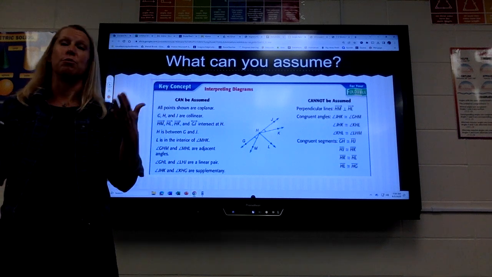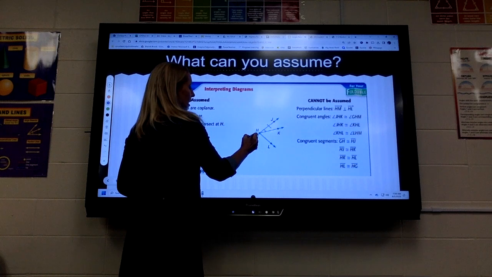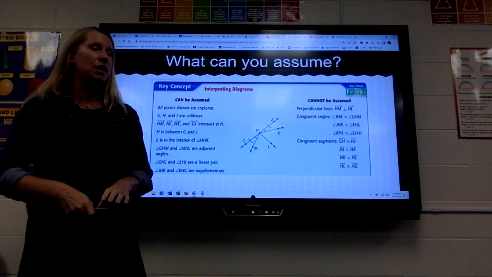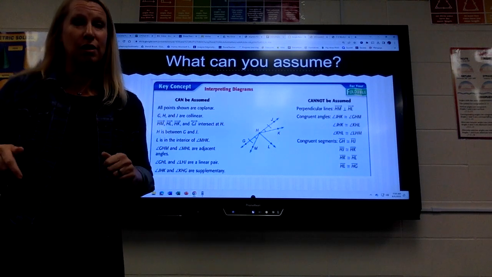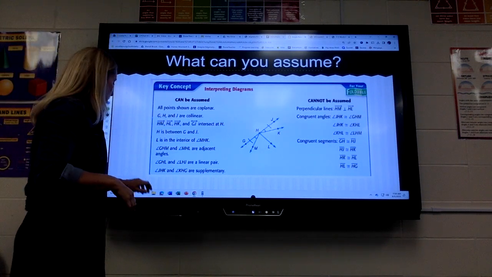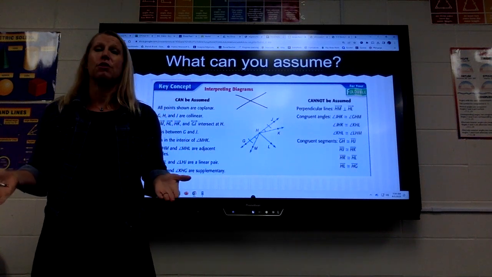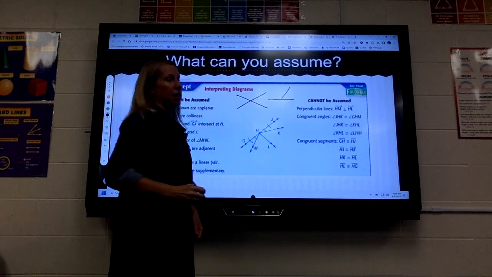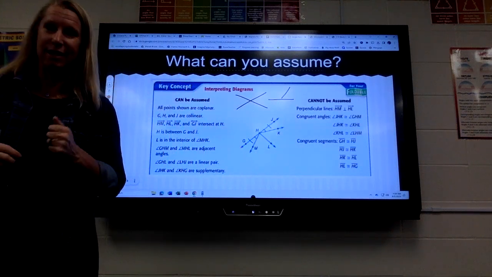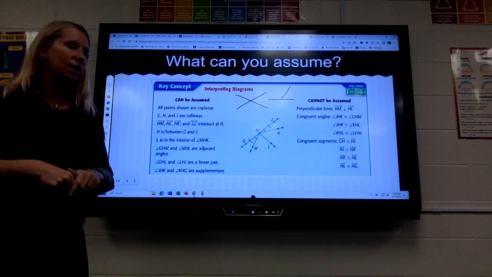Same with congruent. You cannot assume two segments equal each other. They have to be marked with the little slashy marks. Never assume a right angle unless you see the box. Now you can assume vertical angles. If it makes a perfect X, those angles are vertical. You can assume a linear pair. If it makes a straight line, it is a linear pair. And you can assume that angles are adjacent if they share a side.